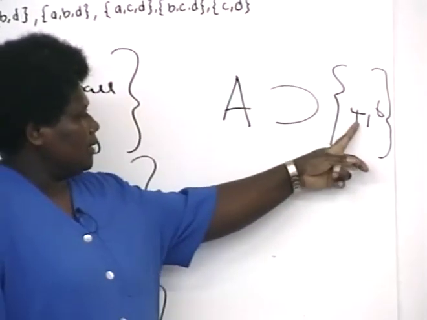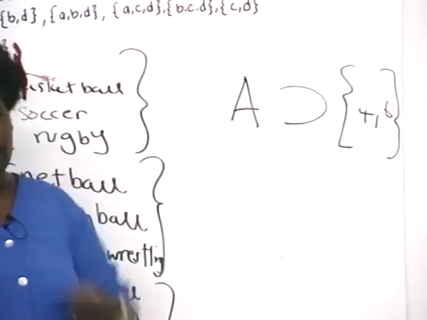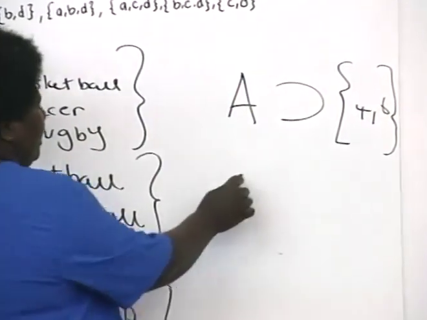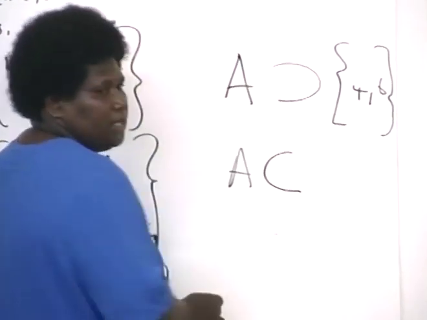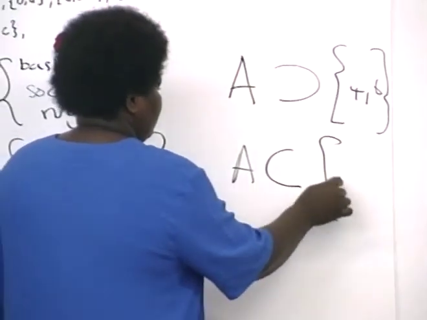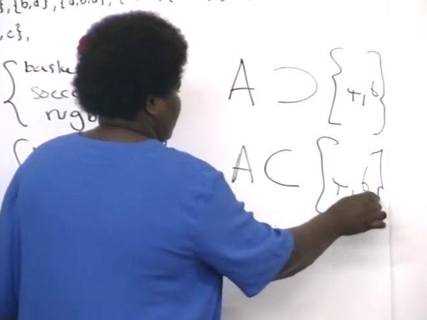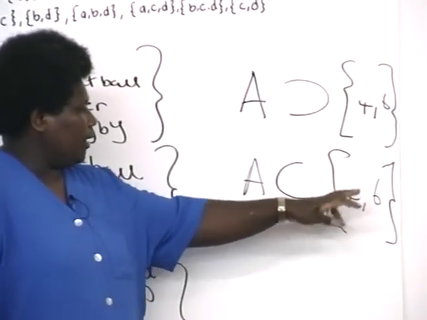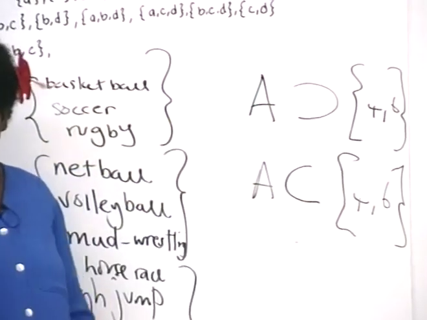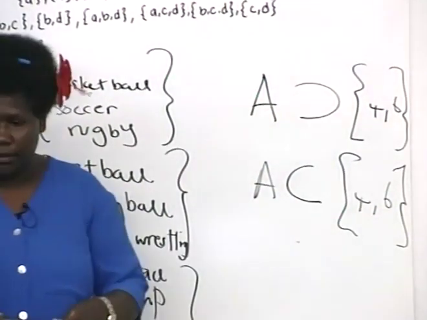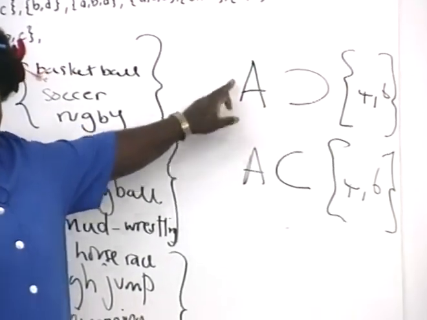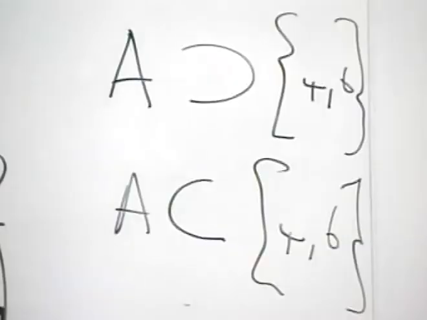A contains the set 4, 6. The one that you've got, is it correct? Yes. The one on the screen says A is a subset of the set 4 and 6. Is this one correct? No. It should read 4 and 6 is a subset of A. So the one in your worksheet is correct. The one on the screen, the statement is wrong.